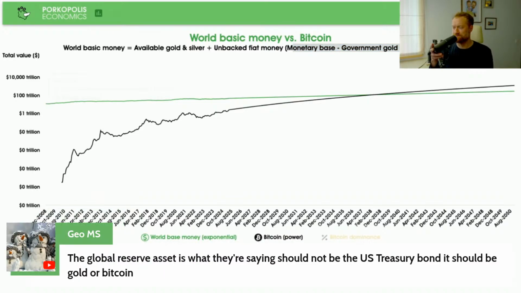Who's saying it? As I said, I've heard whispers of this, but I haven't heard, has Bessent said it? I haven't heard anybody specifically say that it's a global reserve asset. I completely agree. Obviously, it's going to be.